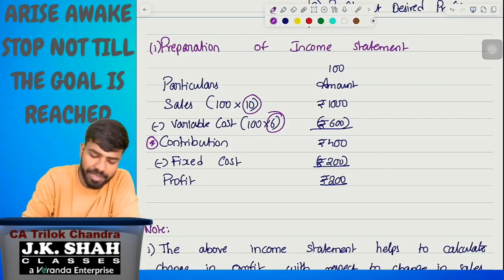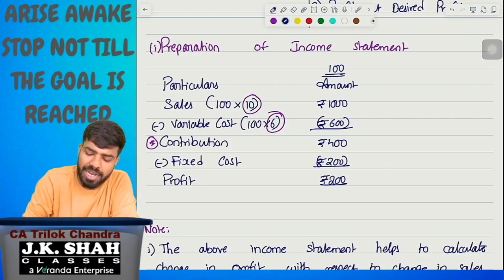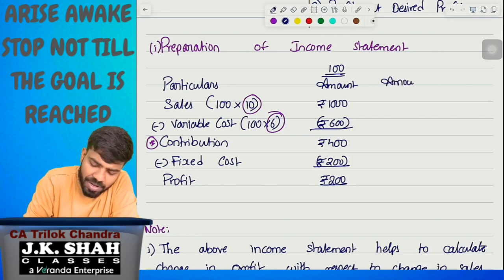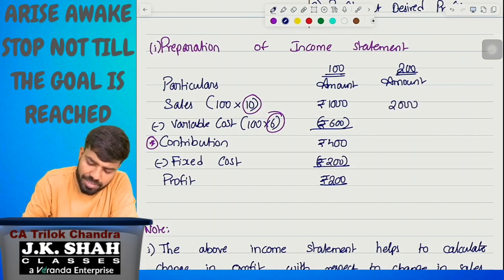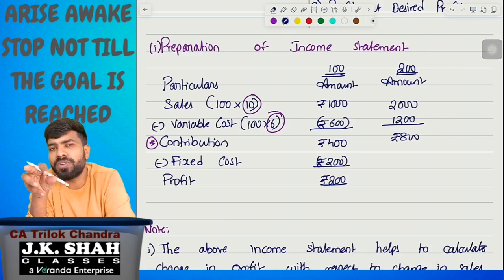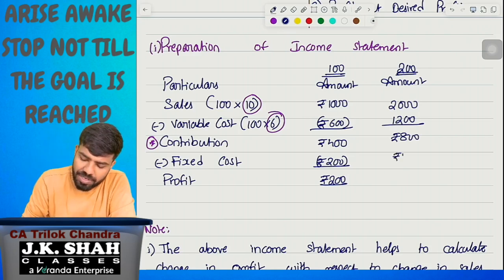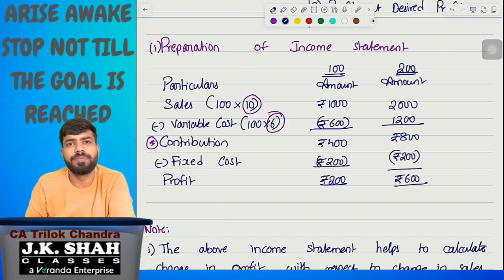Let us understand that. Look here. I am taking this calculation at 100 units. Now I am going to take the same calculation for 200 units. 200 into 10, 2000 rupees. 200 into 6, 1200 rupees. If you reduce this, we get 800 rupees. When the number of units increases from 100 to 200, will the fixed cost change? Absolutely not. So I am taking the same fixed cost of 200 rupees, and the profit we get is 600 rupees.